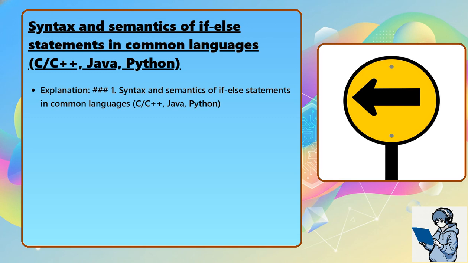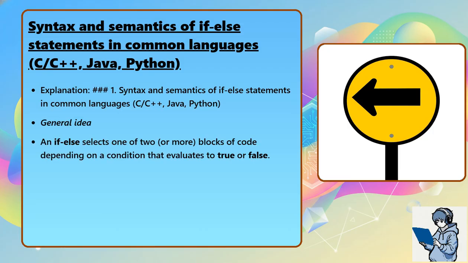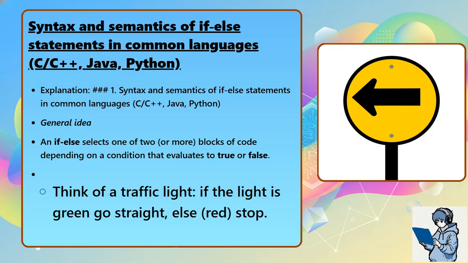Explanation number 1. Syntax and semantics of if-else statements in common languages, see C++, Java, Python. General idea. An if-else selects one of two or more blocks of code depending on a condition that evaluates to true or false. Think of a traffic light. If the light is green, go straight, else red, stop.